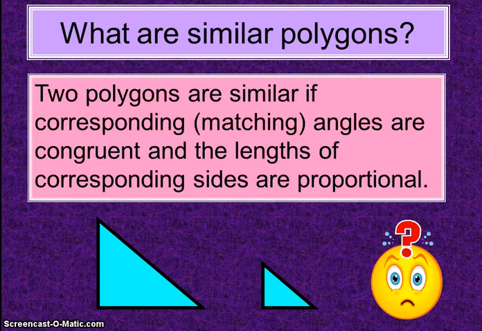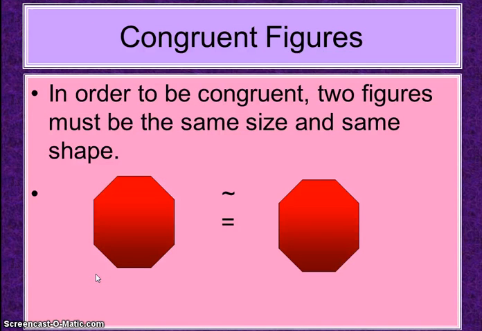So what are similar polygons? Two polygons are similar if the corresponding angles are congruent and the lengths of the corresponding sides are proportional. What we did last week when we did enlargements and reductions, we would say those polygons are similar. Similar polygons have the same shape, but not necessarily the same size. When two polygons are similar, matching angles are equal and the matching sides are proportional, and we'll explore a little bit about what that means.